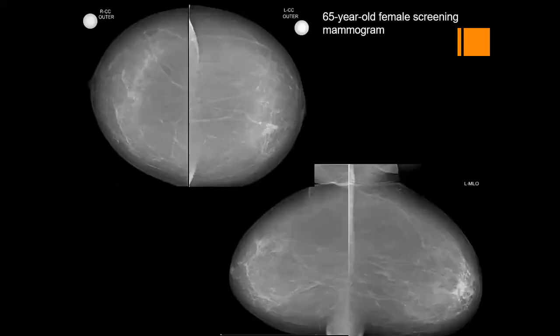Okay, this is another patient, a 65-year-old female, screening mammography.